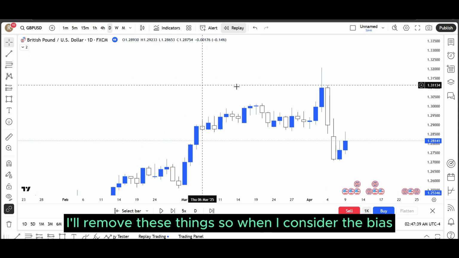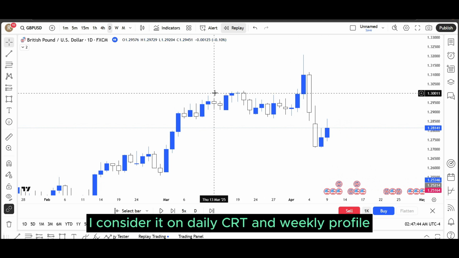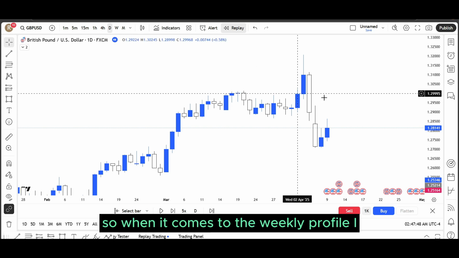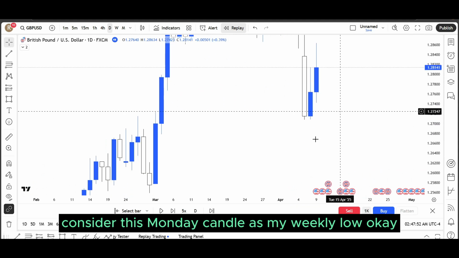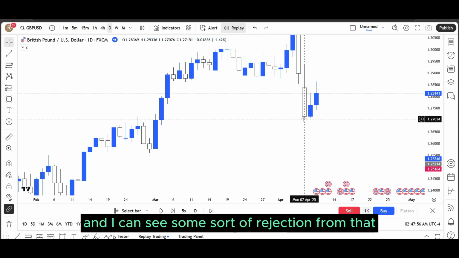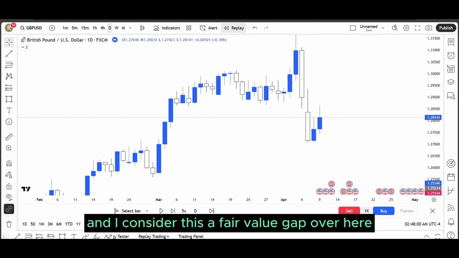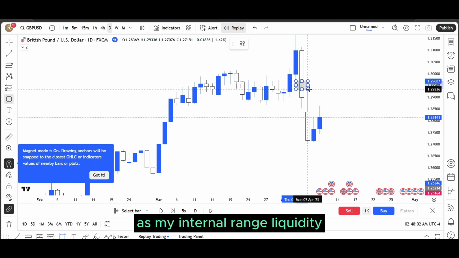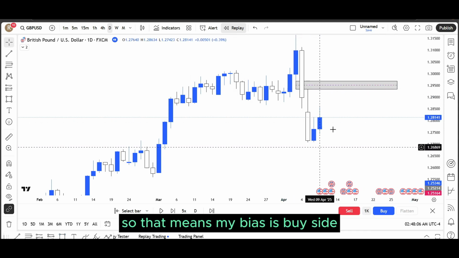So when I consider the bias, the first step is my bias. I told you guys I consider it on the daily CRT and the weekly profile. When it comes to the weekly profile, I consider this Monday candle as my weekly low, and I can see some sort of rejection from that weekly low on Tuesday. I consider this fair value gap over here as my internal range liquidity, or my weekly draw on liquidity. So that means my bias is buy side.